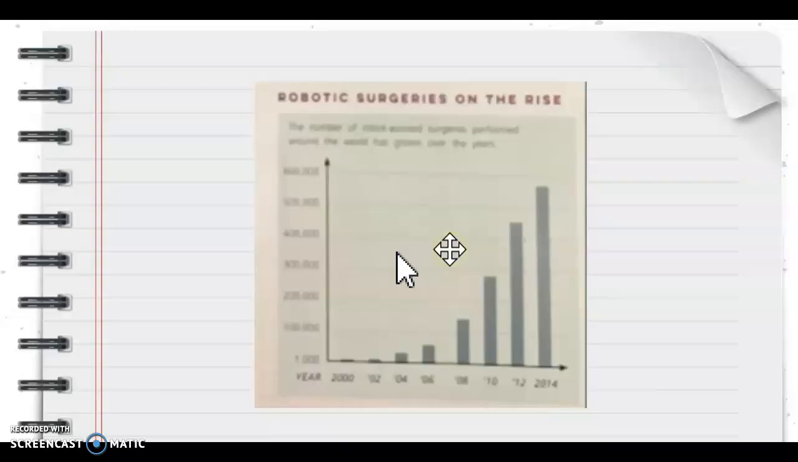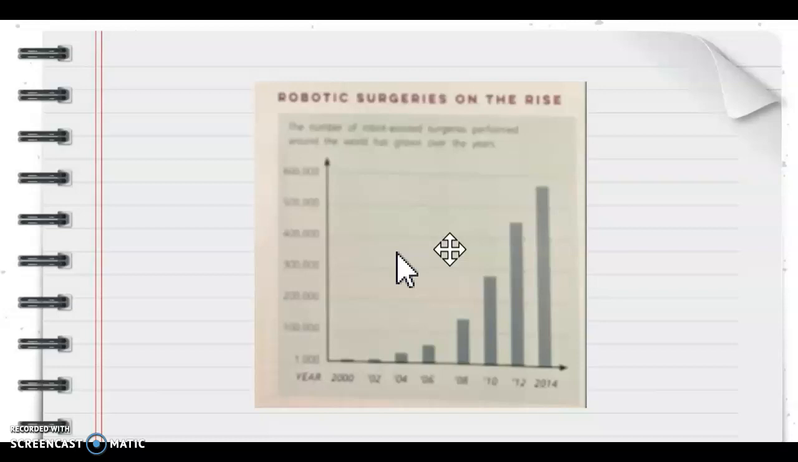Sorry, my mouse was going a little crazy there. So the information the graph is giving me is telling me that robotic surgeries are becoming more popular, and the purpose of this graph is to inform me about how robotic surgeries have, in the 14 years that this information was showing us, grown from less than 1,000 to almost 550,000.